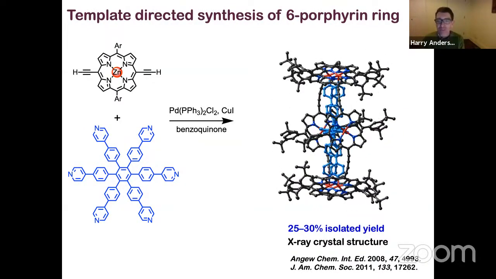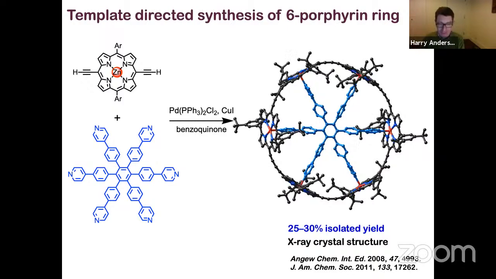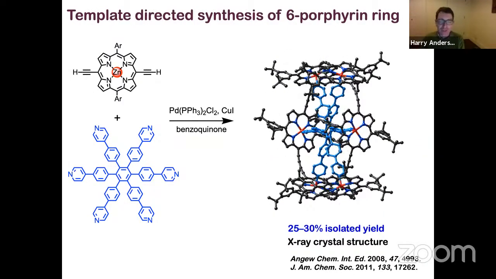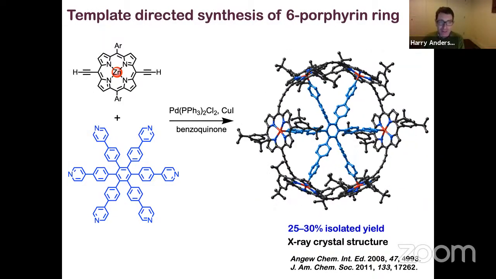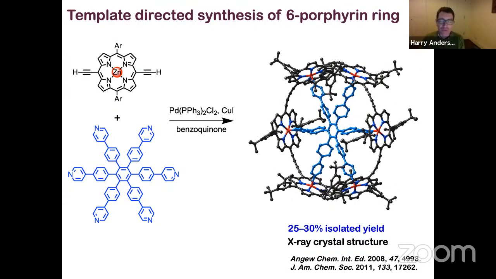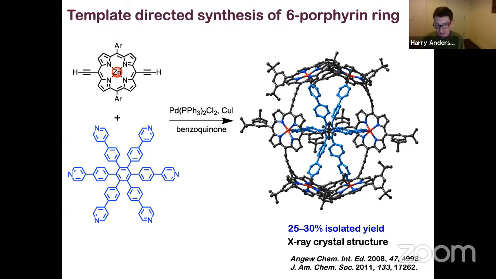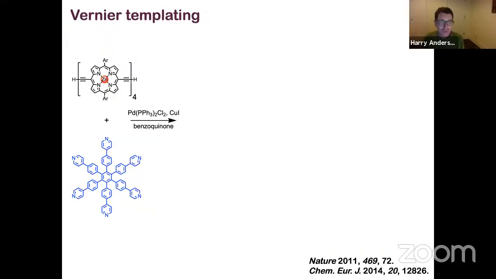So we can use different templates to make different sized rings. But we can even use the same template to make different sized rings if we use different oligomer building blocks. So I'll show you how that works. So imagine what would happen if you had the same 6-legged template, but now your building block, rather than being a monomer, is a covalent tetramer. So the only monomer you've got has got 4 porphyrins already connected together. So all the products must be a multiple of 4 if you oligomerize those tetramers.